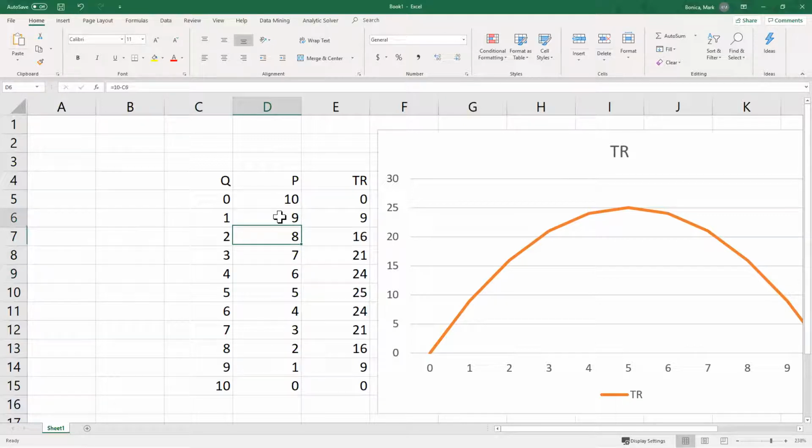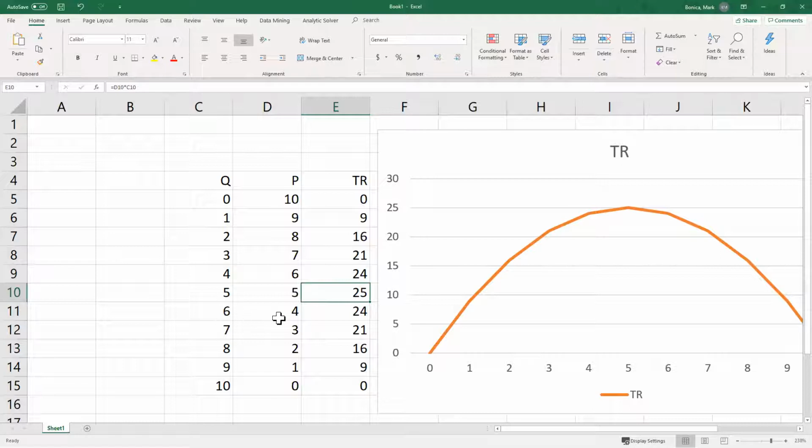So if it chooses a price of 9, it's going to sell 1. If it chooses a price of 5, it's going to sell 25. So as it increases its quantity, it has to start cutting its price, and it keeps cutting its price. As it cuts its price and increases its quantity, initially it sees more and more total revenue coming in.